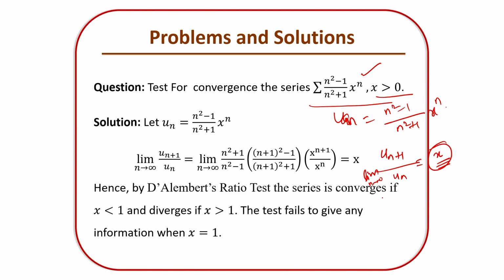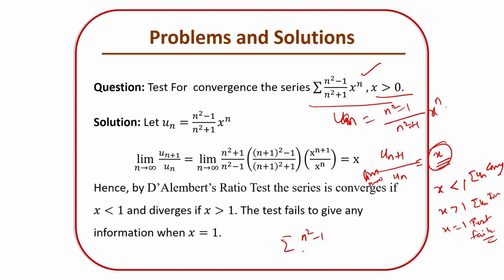Now, this x decides whether the series converges or diverges, depending on its value. So, if x is less than 1, by D'Alembert's ratio test, the whole series u_n is converging. If x is greater than 1, the whole series u_n is diverging, and if x equals 1, the test fails. In that case, you have to put the value of x in the series.